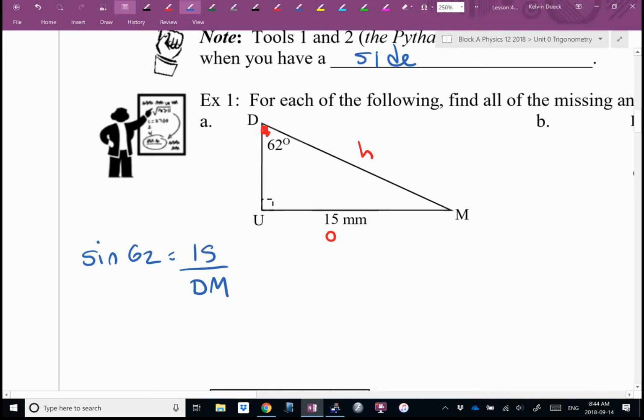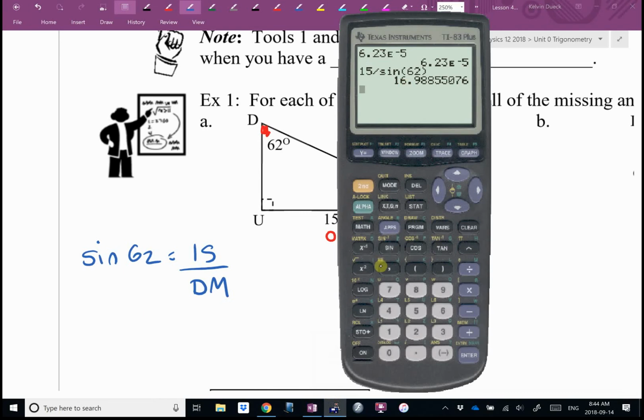Now, UD, I have a bunch of options. I could go Pythagoras. I could go hypotenuse squared minus 15 squared, square root. Dope. Let's try that again. This time, let's get the answer button there. Square root, 7.97564 1.